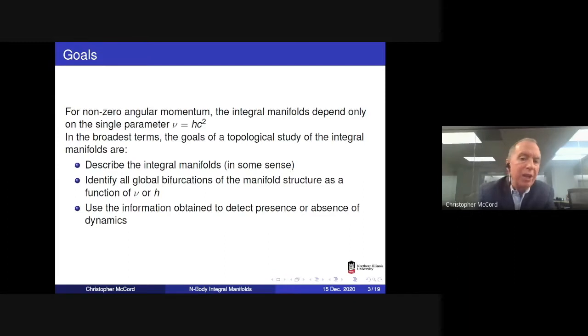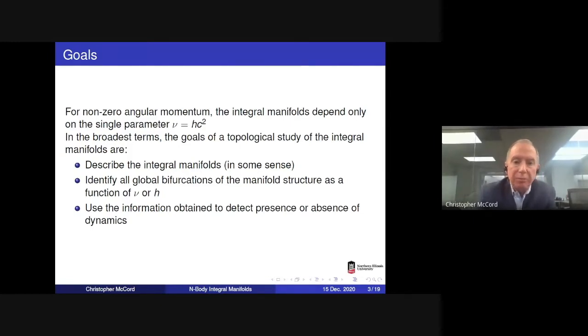To describe a high dimensional manifold, we need some tool to simplify the description to bring it within manageable bounds. Throughout my work, I've focused on the homology groups as the tool for describing the manifold. So to me, describing the integral manifolds means computing their homology groups. And I won't take time to dive into the history, but you could argue that in some sense, that's what Poincaré invented homology to do. So I think there's something very apt about the use of homology, which grew out of Poincaré's work on the three-body problem, as the tool for describing it.